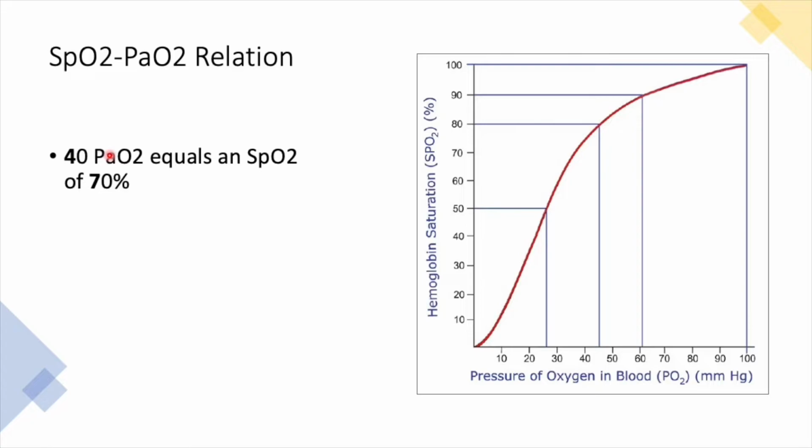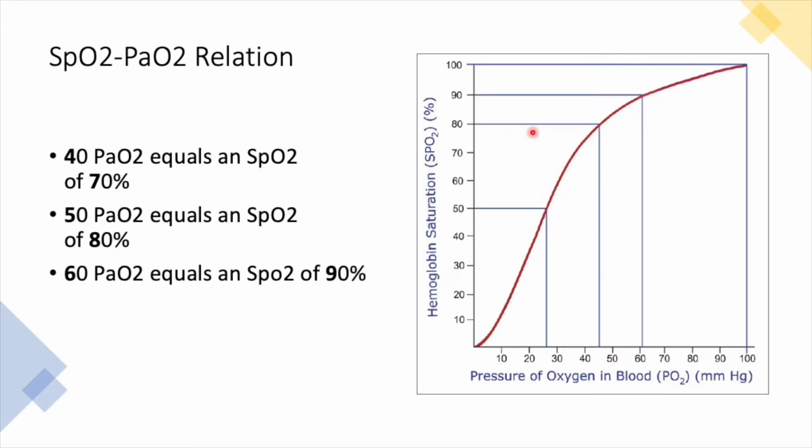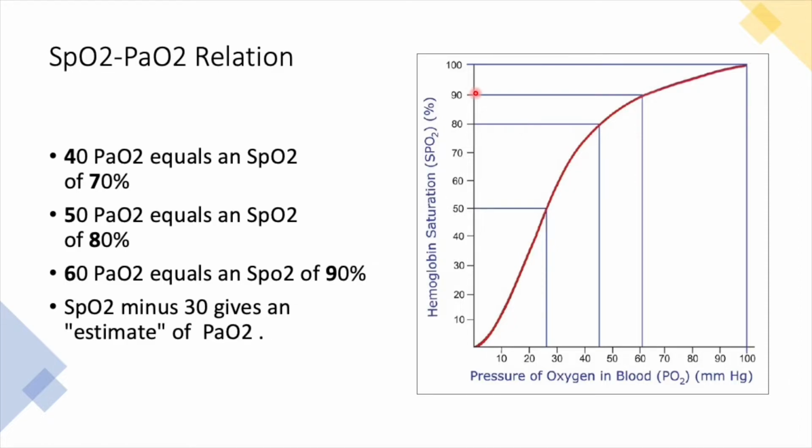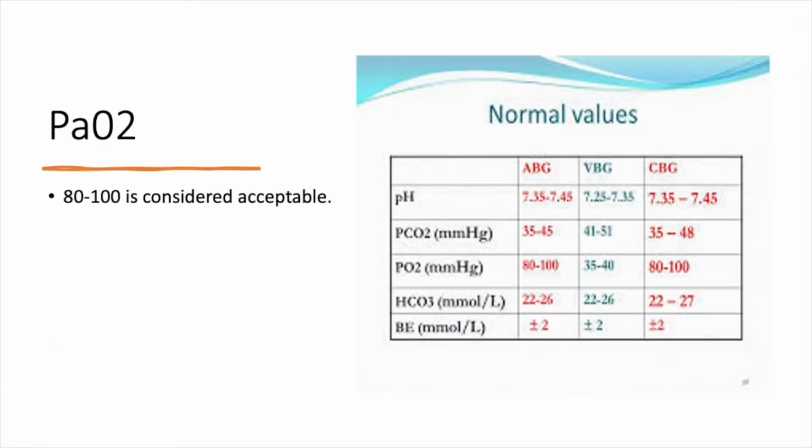At 40 PaO2, SpO2 will be 70. You can see 40 it is around 70. At 50 it is 80, and at 60 it is 90. So basically you can calculate this by subtracting 30 from SpO2 value gives your PaO2. So if your SpO2 is 90, the partial pressure of oxygen is 90 minus 30, that is 60. Hope this point is clear to you, and it should be kept in mind while interpreting SpO2.